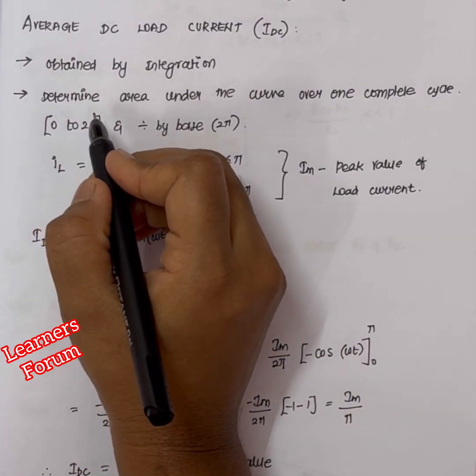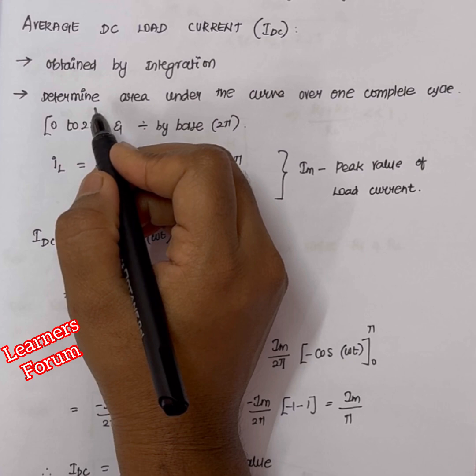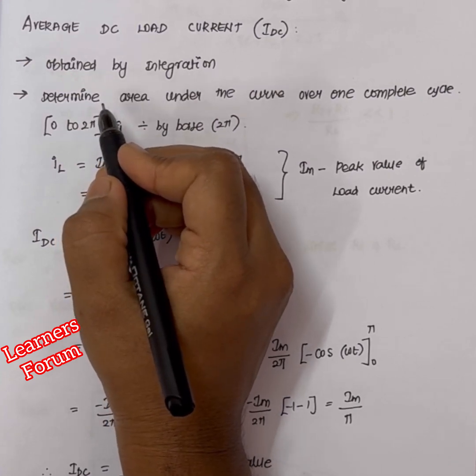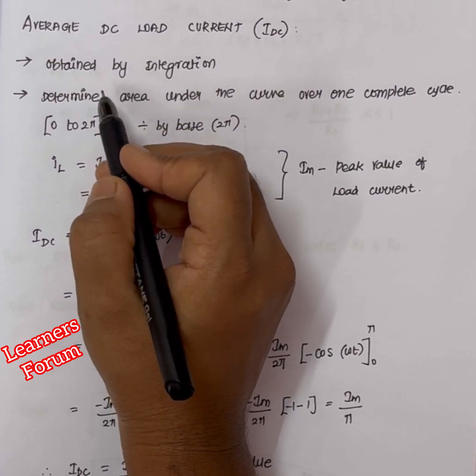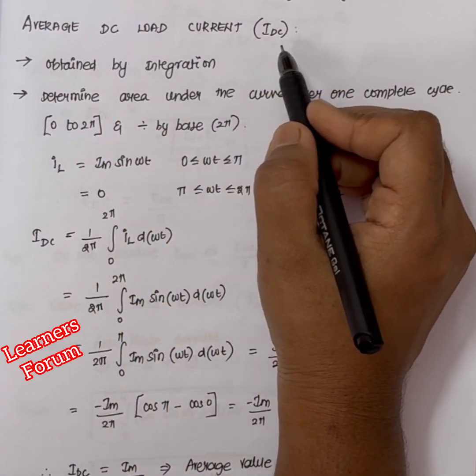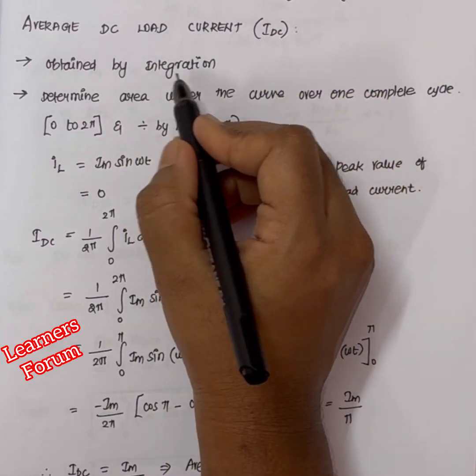So the last video was about half-wave rectifier basic circuit operation. Now let us analyze certain parameters about half-wave rectifier. The first one we are going to consider is the average DC load current, represented as IDC. This value can be obtained by integration.